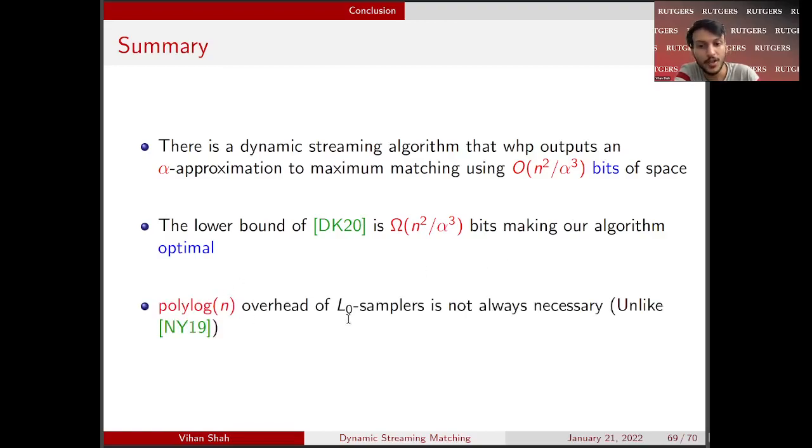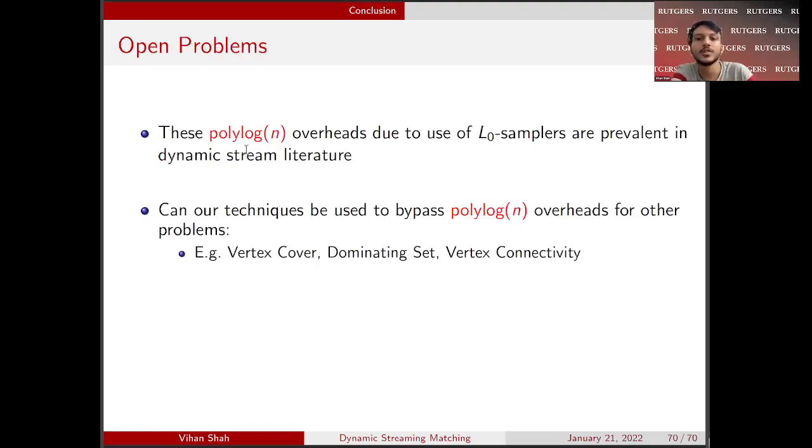The polylog n overhead of L0 samplers is not always necessary, unlike Nelson U19. And now these polylog n overheads are due to the use of L0 samplers, and you can see them everywhere in dynamic streaming literature. So now the question we pose is that can our techniques be used to bypass this polylog n barriers? And some problems we can think of are vertex cover, dominating set, and vertex connectivity.